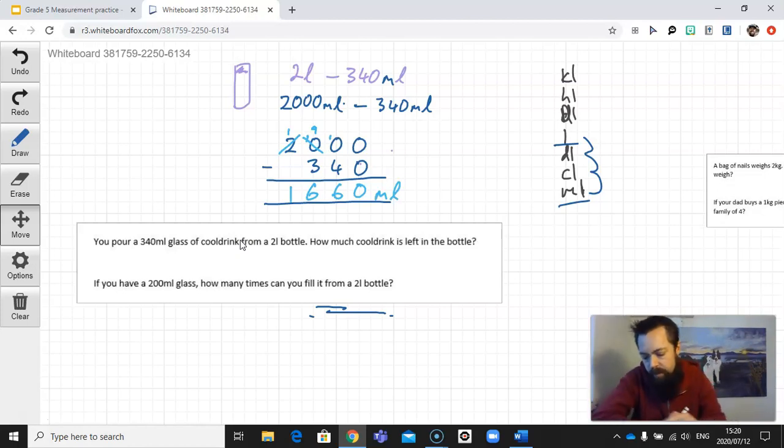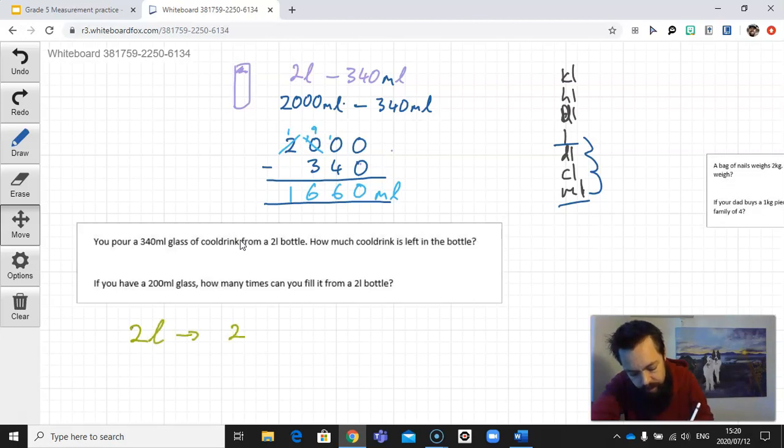Let's have a look at the second one, which is again a problem with the 2-liter bottle and capacity. So this time we have a 200 ml glass, and we want to find out how many times we can fill it from a 2-liter bottle. So we're trying to see how many times does 200 fit into 2 liters. Well, we're going to have to make that liter into milliliters again. So 2 liters becomes 2,000 milliliters. Now we want to find out how many times does 200 fit into 2,000. So 2,000 divided by 200.